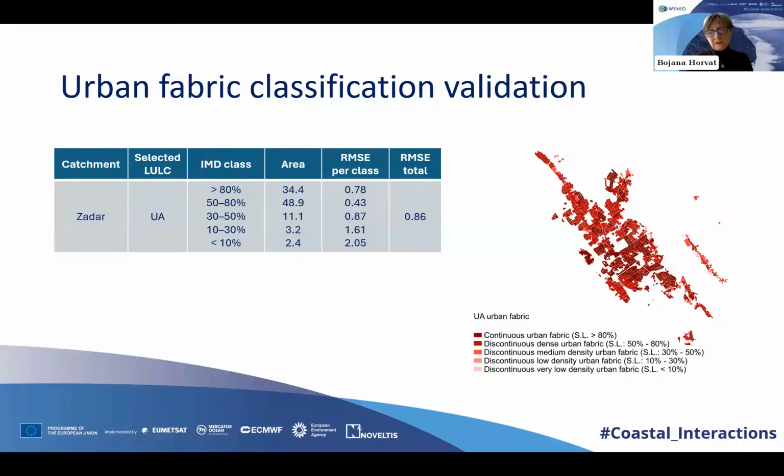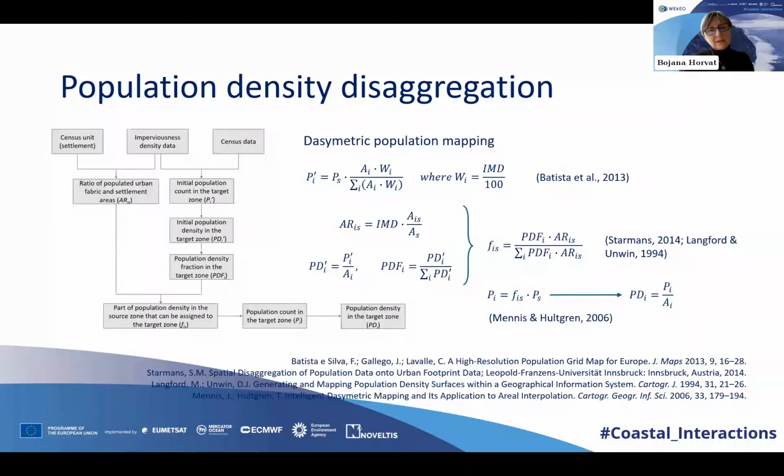However, when it comes to population density, the process was a bit more complex because we had to restrict the census data that we collected from the statistical institution to only those IMD polygons that are considered to be populated by people. This is the illustration of how we disaggregated population density data. We applied asymmetric population mapping, which is often used in these cases.